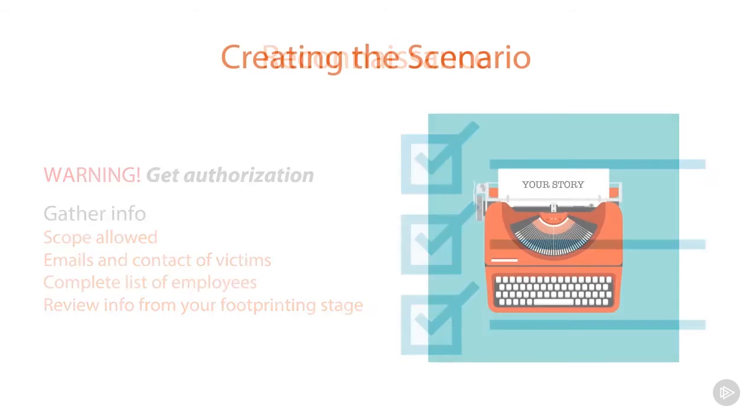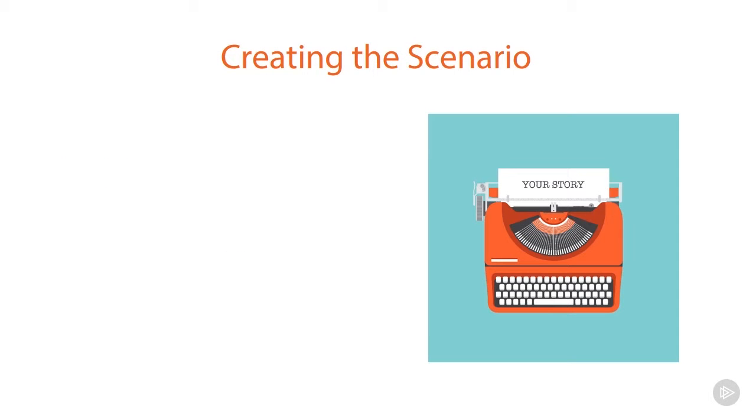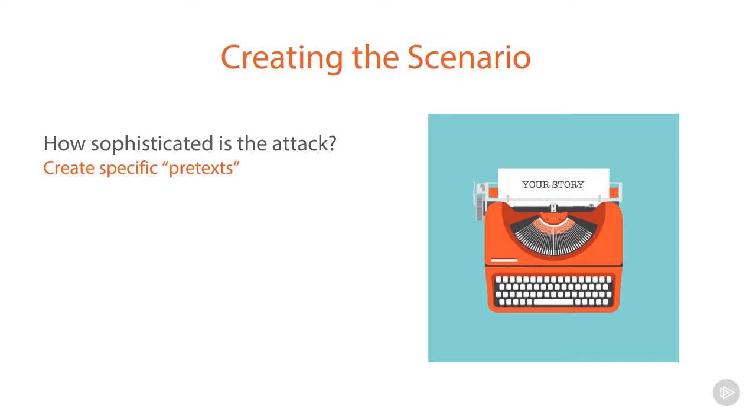We then need to make sure that we create a scenario. It's very similar to creating a story, and that's all going to be determined on the sophistication of the attack you're trying to attempt. You then need to create some specific pretexts. Now, pretexting is just the practice of presenting yourself as someone that you're not in order to get the private information that you're seeking. It's not just a lie, it's actually creating a whole new identity.